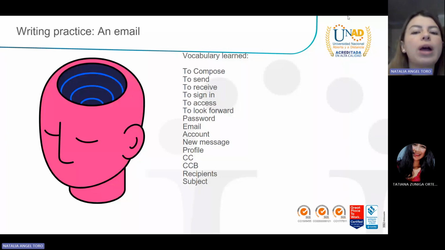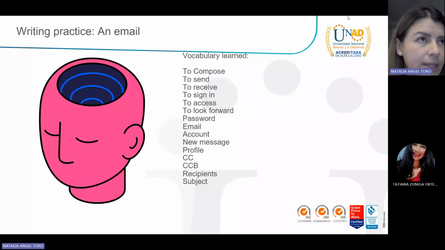Password, our password, email, account, new message, profile. I'm going to check my profile. I'm going to maybe make some change, like change my picture in the profile. CC, you already know what is CC, CCB also. Recipients, people who will receive our emails. And subject is the title or the main topic for an email, subject.